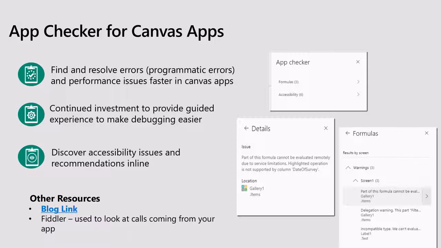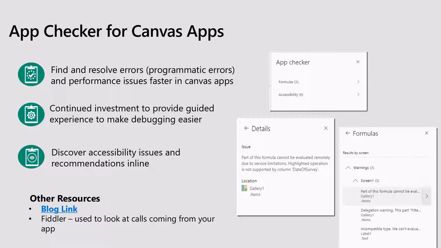It can also help find and resolve errors. Oftentimes if you're working within a Canvas app, you might get an error and you're not necessarily sure how to move forward. The app checker can also provide you the ability to investigate and dig a little deeper to identify what it is going to take to work around the specific error that's being surfaced within your application.